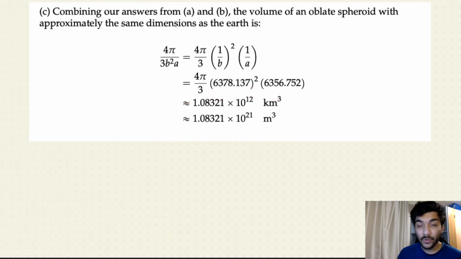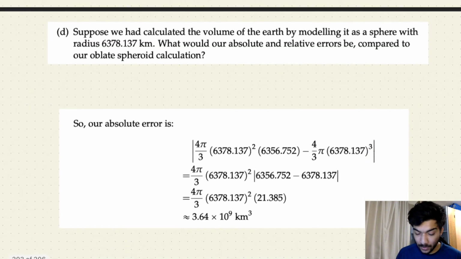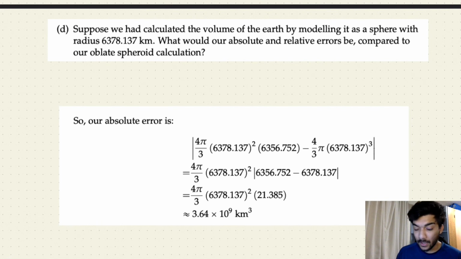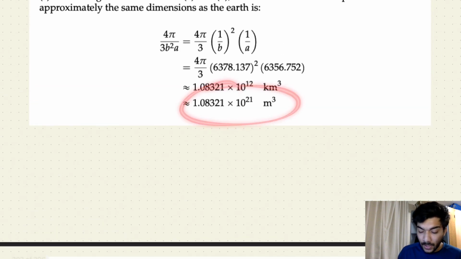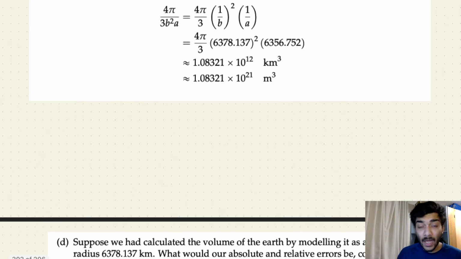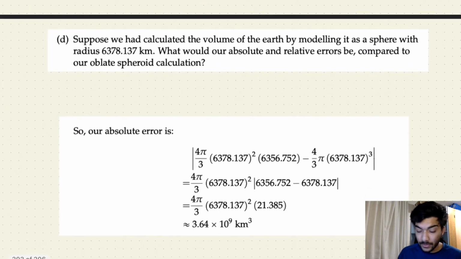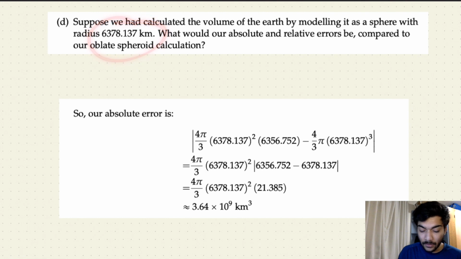So whatever volume you got over here is the actual volume, right? The question is asking, if you assumed your volume of the earth to be the volume of a sphere of radius this one, what would be the absolute error? So you know the absolute error is the original value minus the calculated value, right? And we know that the original value is this one, the actual value, right? So the actual value is this one and the calculated value would be this one.